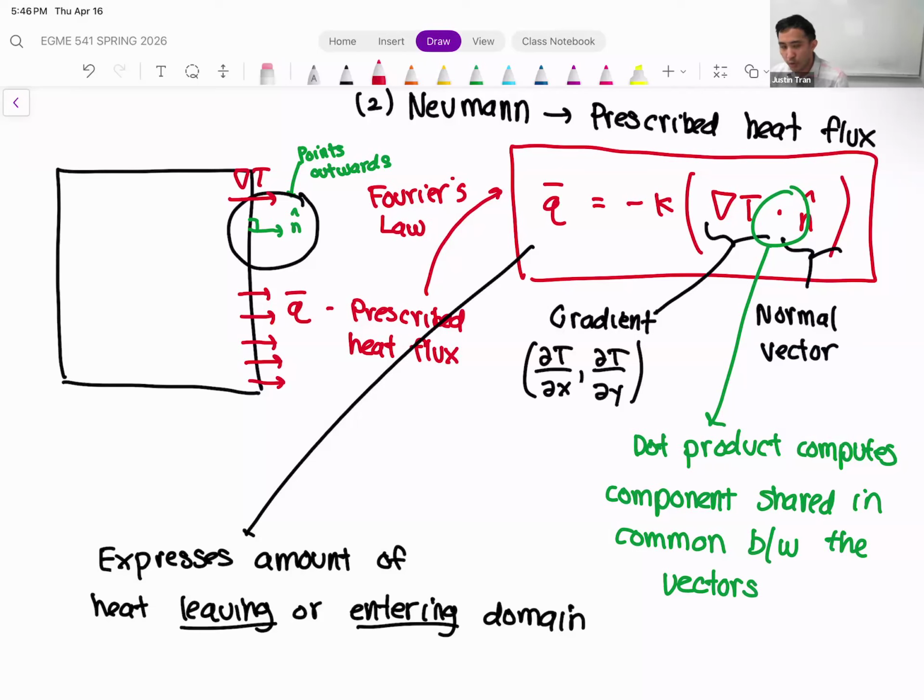Whatever we compute the gradient of the temperature field, the gradient of T and n are aligned together. So when you take their dot product, you end up with a positive number because they have components shared. But if you look at our expression here, we have a negative out in front of it. So if you have heat that's leaving your domain, the convention is that you have a negative heat flux. But if you have heat that's entering your domain, let's say for this particular problem we have the gradient of T going in the opposite direction, when you have two vectors that point in opposite directions and you take the dot product, you get a negative number.